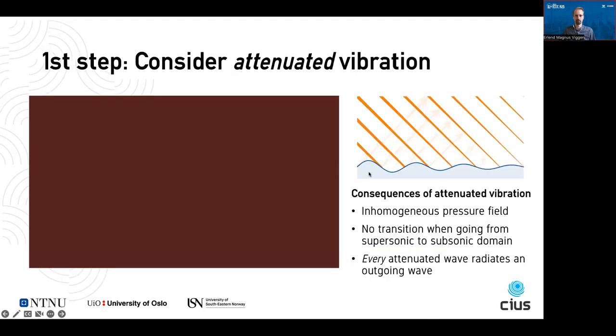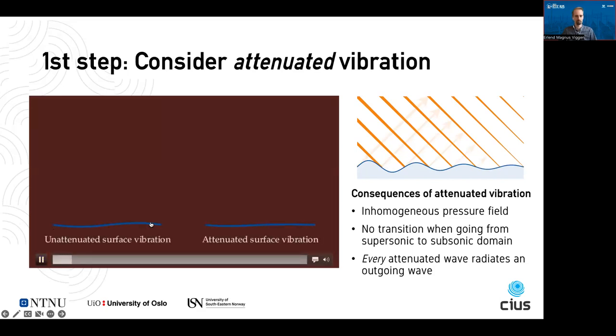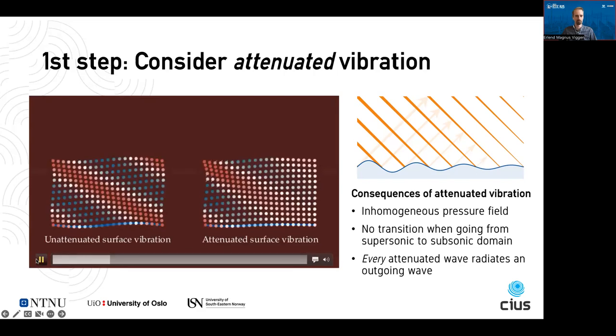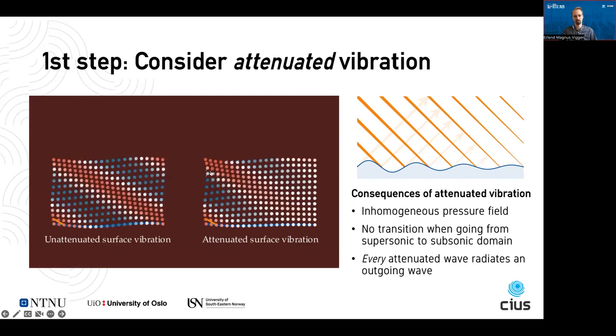What happens if we consider the vibration to be attenuated? Here we can compare an unattenuated and attenuated surface vibration together and look at their pressure field. We see that for the attenuated surface vibration, the pressure wave becomes inhomogeneous, which means that as we move along the wavefront, the amplitude actually changes.